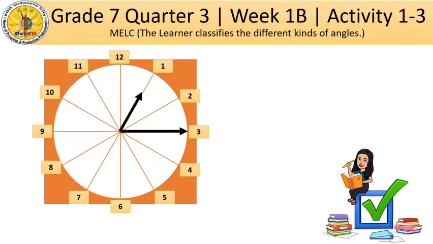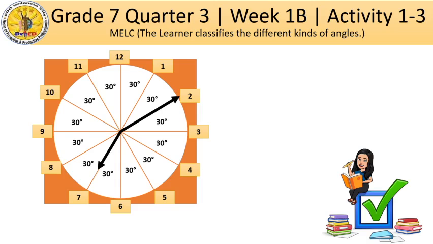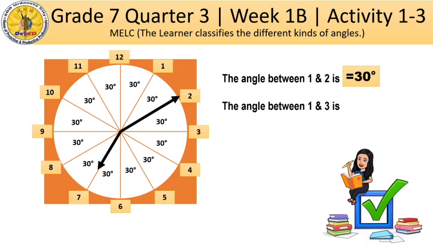Before we move to the first activity, let's analyze first the given example. So we have here a clock, and if the arms of the clock move, and the time is now 7:10, and each gap of the clock measures 30 degrees. Let's determine the measure of the angle 1 and 2. So it is obviously given in the illustration or figure. We have there 30 degrees and the angle between 1 and 3.